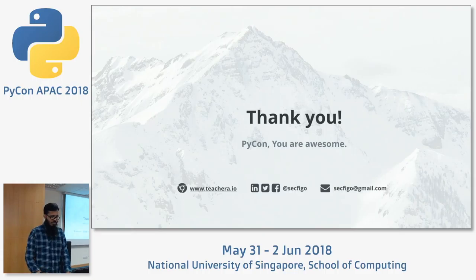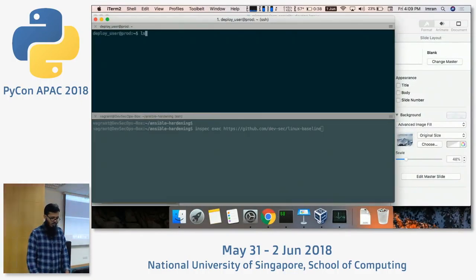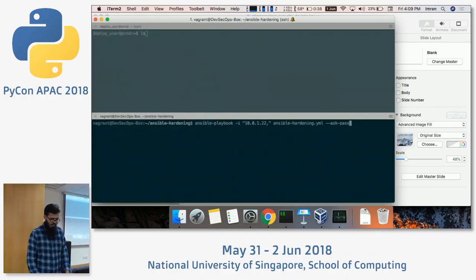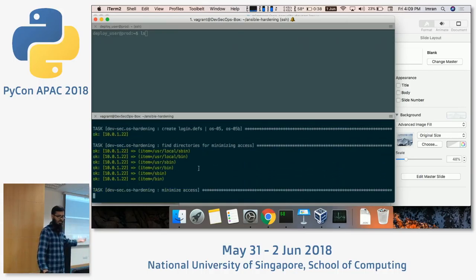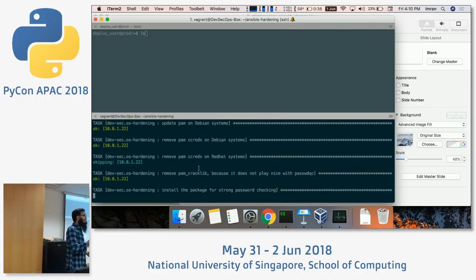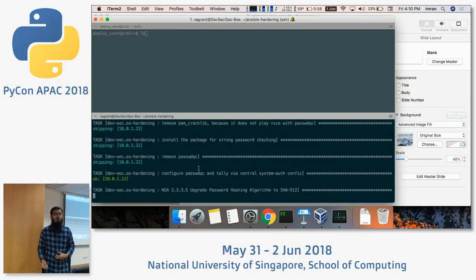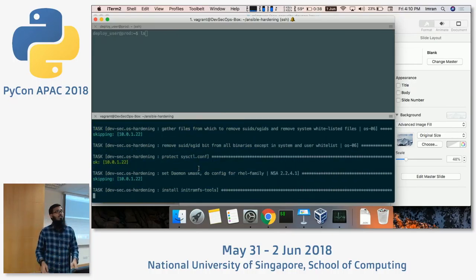You can just embed it as part of CI/CD. If you're interested, I'll show you a demo of how I can. I have a playbook here which hardens the Ubuntu machine. I run this, and it will harden my production environment with all the necessary patches. You can see it's hardening a lot of stuff. It's securing my infrastructure, making sure it's compliant with any compliance I have to meet. Any other questions? I think with that, I'm done.